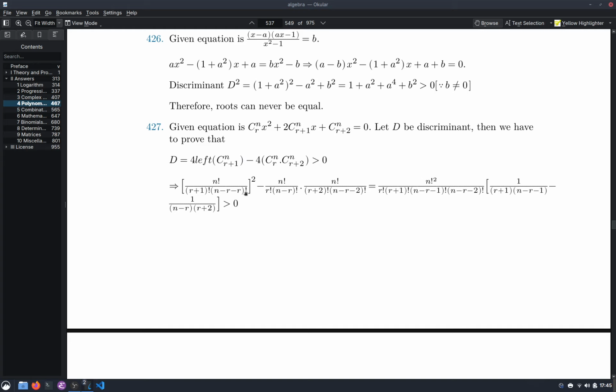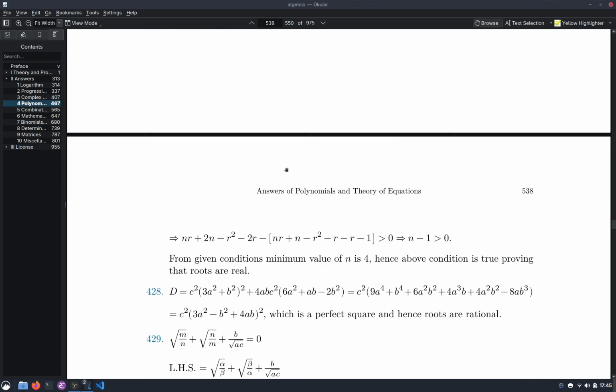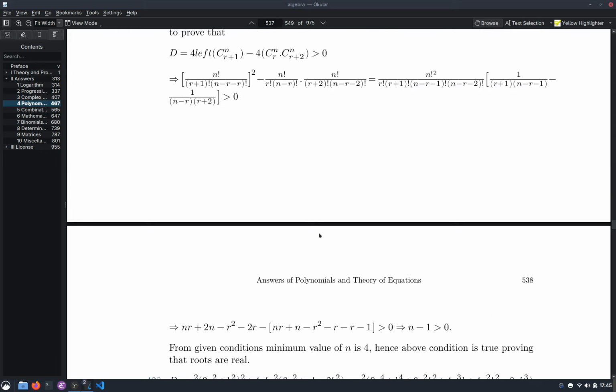So we expand this, we get n factorial divided by (r plus 1) factorial (n minus r minus 1) factorial, whole square, minus n factorial by r factorial (n minus r) factorial, dot n factorial by (r plus 2) factorial (n minus r minus 2) factorial. And then we solve this, we arrive at the result that n minus 1 is greater than 0. So from given condition, minimum value of n is 4, hence above equation is true, proving that roots are real.